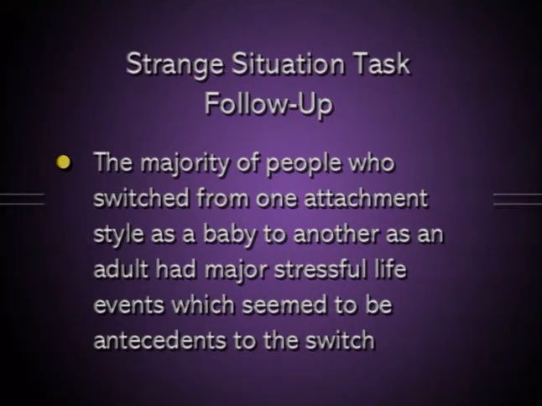And what they found was that the majority of people that switched from one attachment style as a baby to another attachment style as an adult had major stressful life events that would seem to be antecedents of these shifts. So for these people, there was a death of an attached figure when they were a child. There was a major illness in their life or in the lives of those important to them in their family. There was a divorce of the parents. There was severe child abuse. Something was going on. It wasn't a routine life, if you will. Some major stressful life events had occurred. And this was the case for most people that switched styles.